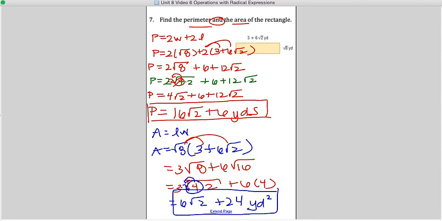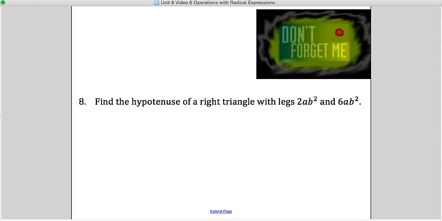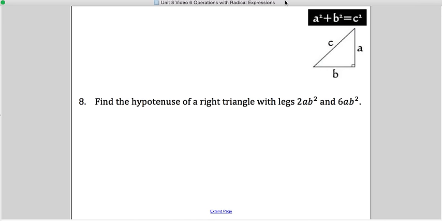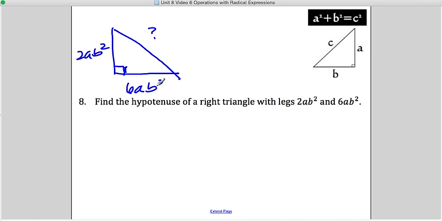Let's move ahead. Let's move on to example 8. It says find the hypotenuse of a right triangle with legs 2ab to the second and 6ab to the second. So we might have a little help here. The help is the Pythagorean theorem. So let's go ahead and draw ourselves a right triangle. It says find the hypotenuse. Remember, your hypotenuse is always across from your right angle. And then our legs, we have 2ab squared and then 6ab squared.